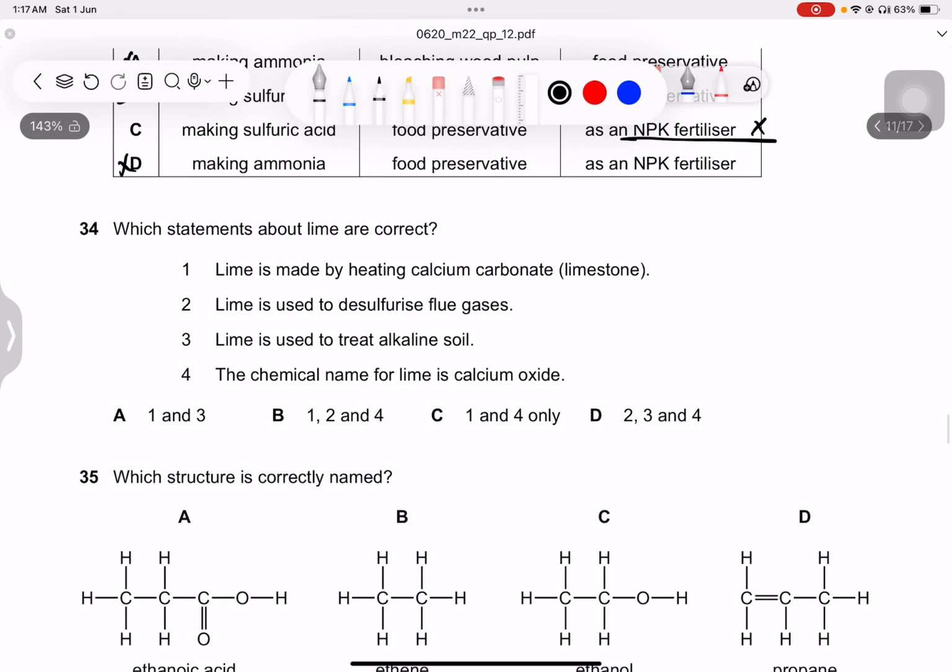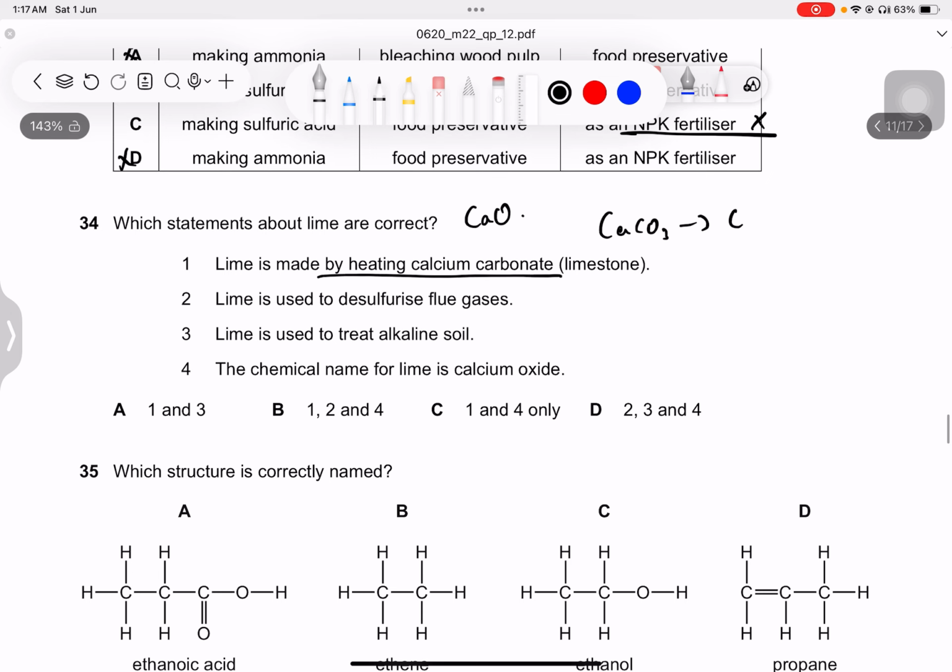Next, which statements about lime are correct? So lime is calcium oxide. It is made by heating calcium carbonate. Yes, CaCO3 heated, which is limestone. So calcium oxide and carbon dioxide are produced. Lime is used to desulfurize flue gases. Yes, this is used to desulfurize this gas.